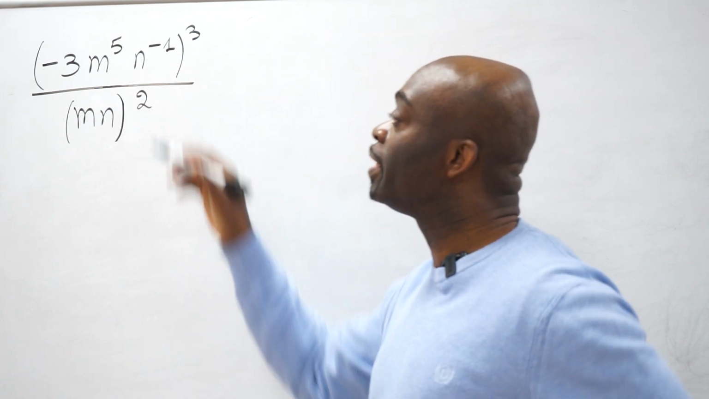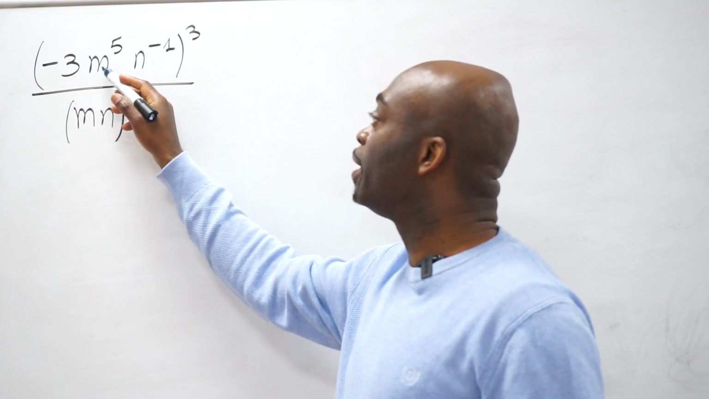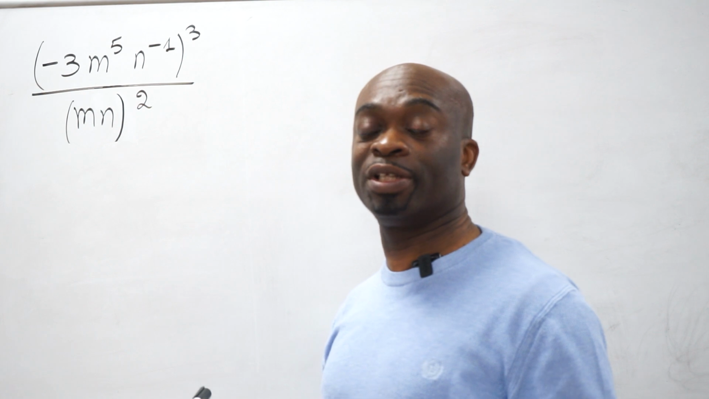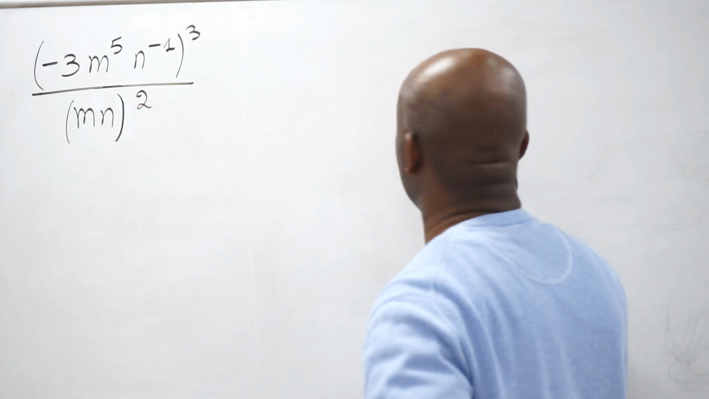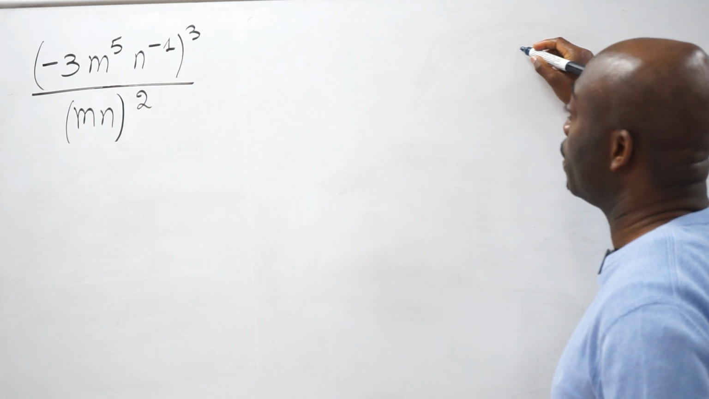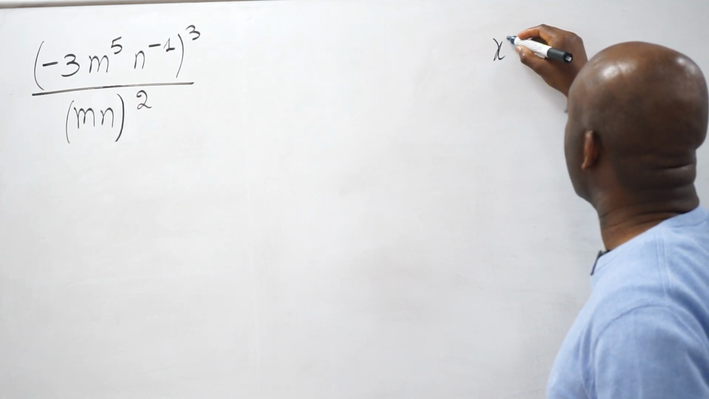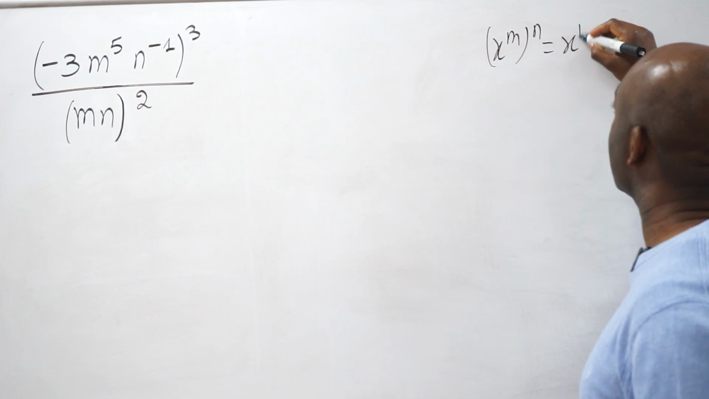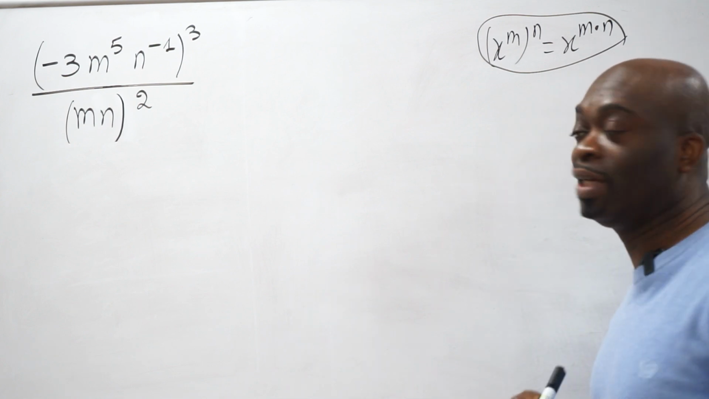As we've seen, we have bases, like 3 or -3, and then m and n with powers. We also have powers outside the parentheses. So there's a power rule we're going to use here. If we have x to the m, raised to the n power, that is equal to x to the m times n. So we keep this one in mind.